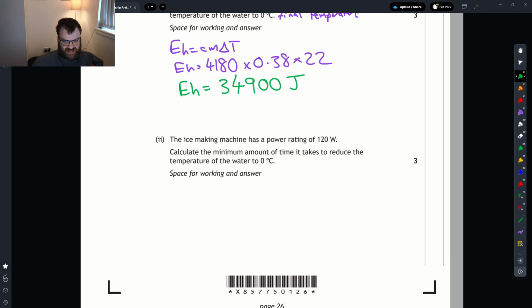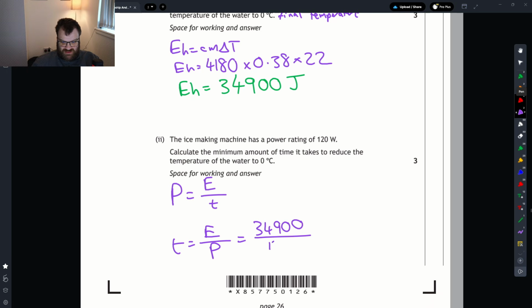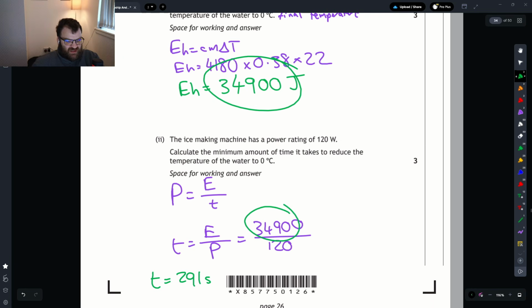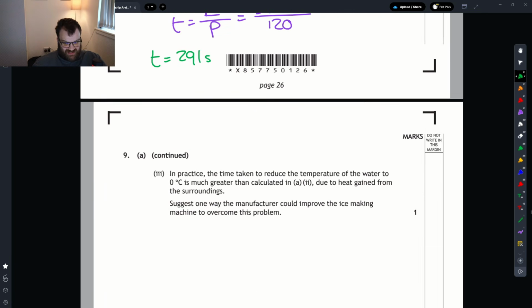For that one, next up, power. So the time taken for it to reduce that. That's just sounding like what we've just talked about. P equals E over t, the energy over the time. So therefore, time is going to be the energy over power, which is 34,900 over 120. So our time is going to be 291 seconds. That one will depend on how far you rounded this value here. You'd end up with slightly different values, but they'll take that into account as you're getting marked.